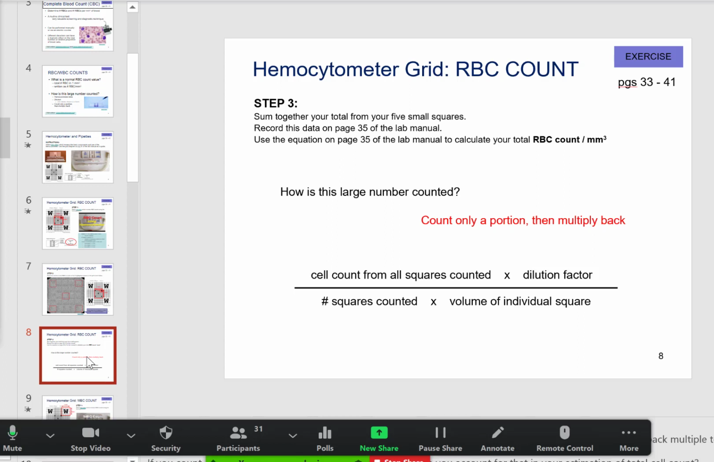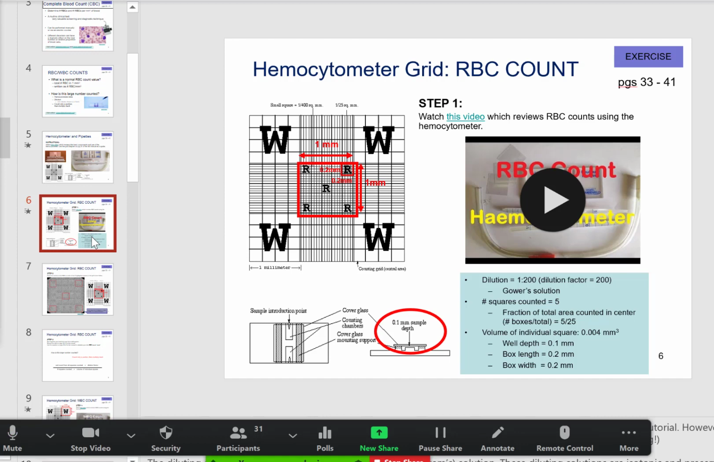So what you're going to do now is take your cell count, the ones that you just told me. You're going to multiply by 200, which is our dilution factor. And you're going to divide by 5. That's the number of squares we counted. And you're also going to divide by the volume of the individual square, which was, I'll remind you, 2 slides above, 0.004. There it is in the blue text square at the bottom right of the slide.